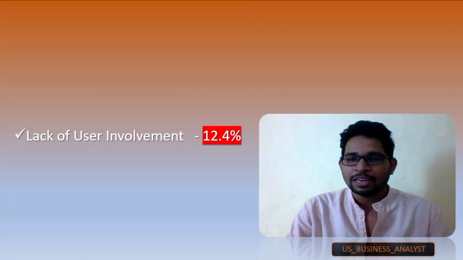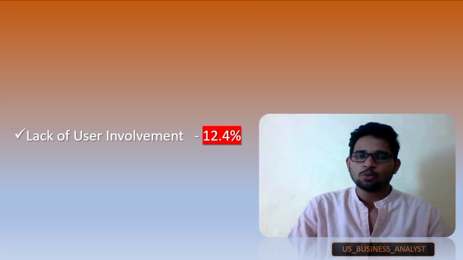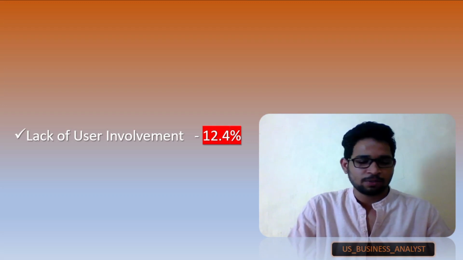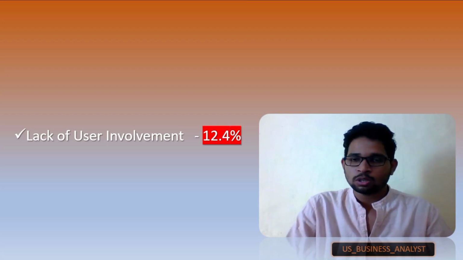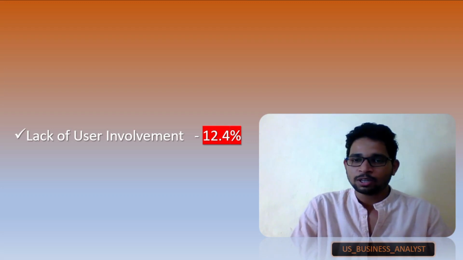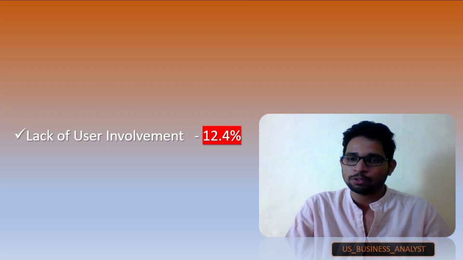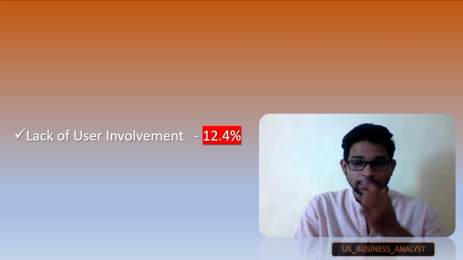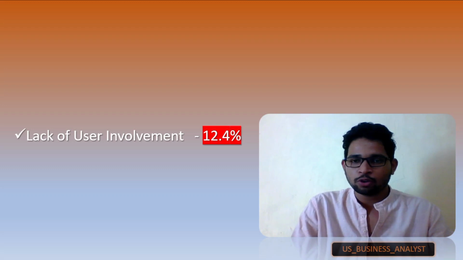Here is the second one, lack of user involvement. It leads to 12.4 percent of project failures. Who are the users here? Again, the users are the stakeholders, the clients, and the end users. Sometimes we may closely collaborate with the stakeholders but not the end users, or vice versa. Maybe they have different timelines. So it's very important to involve the users to get comprehensive requirements and to understand their objectives.